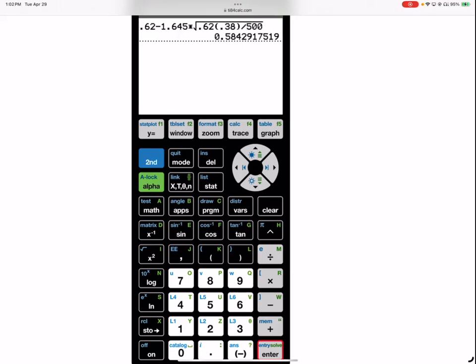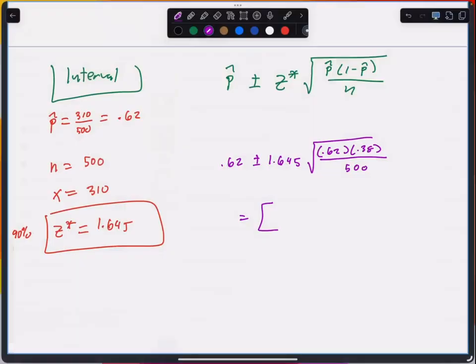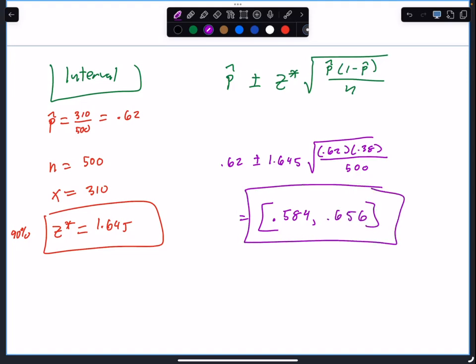Better to go to at least an extra decimal place on there. Usually we go about 3 decimal places. And then I'm going to do the same thing, except for a minus symbol, I'm going to do plus. Boom, there's my interval. There's my 2 values. And I write these 2 numbers down. This one would be 0.656. All right, so there's my interval. It is 0.584, comma, 0.656. There's my beautiful interval.